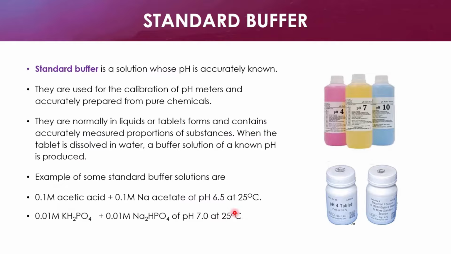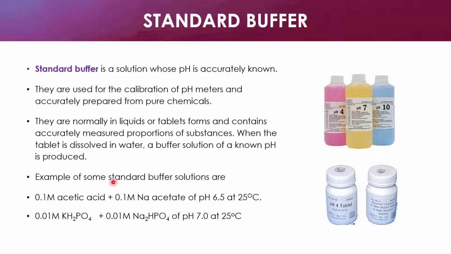Standard buffers. A standard buffer is a solution whose pH is accurately known, and they are used for the calibration of pH meters and accurately prepared from pure chemicals. They are normally in liquid or tablet forms and contain accurately measured proportions of substances. When the tablet is dissolved in water, a buffer solution of a known pH is produced. So these are all standard buffers, and this comes in a liquid form and this comes in a tablet form.